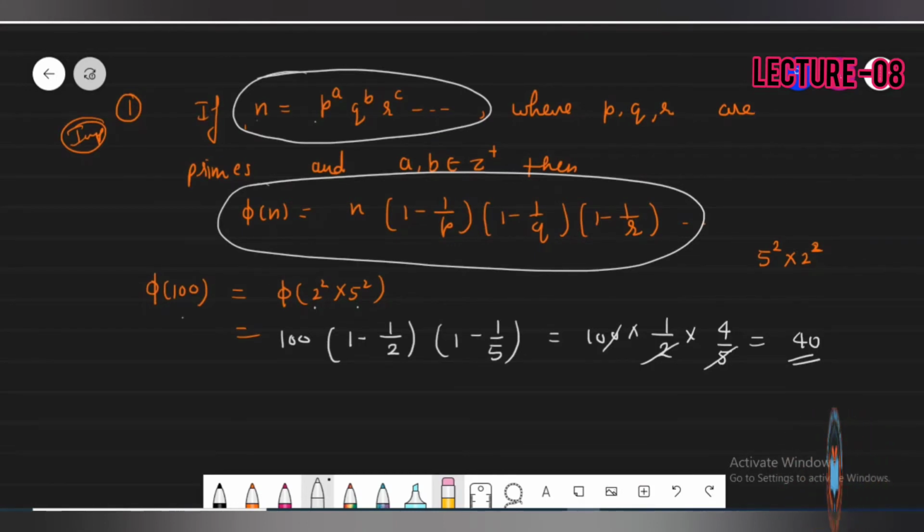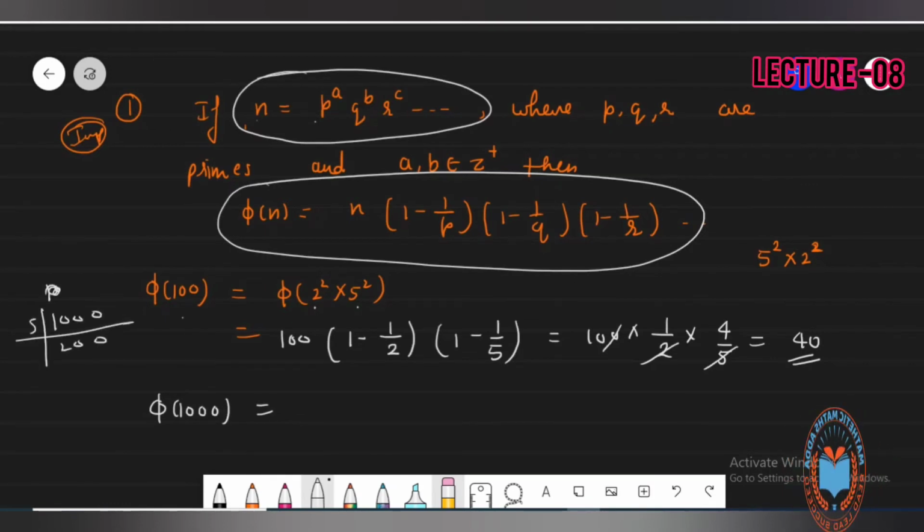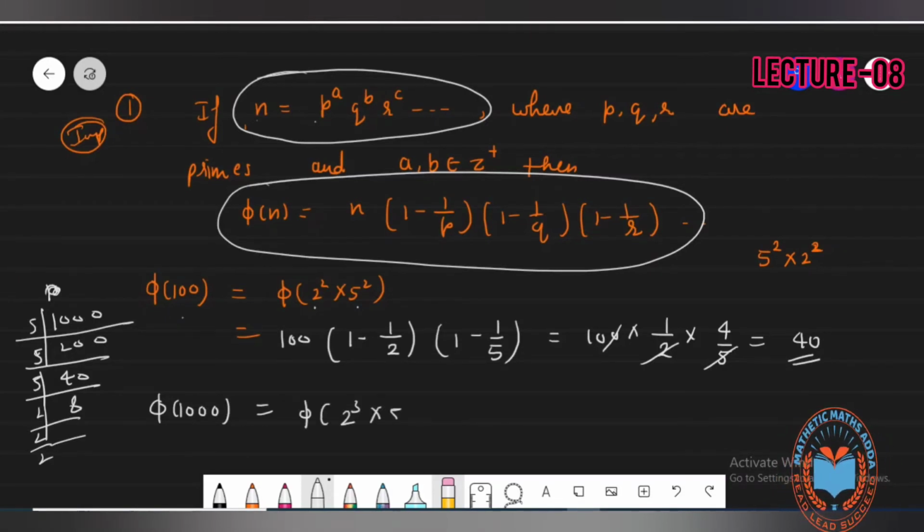Again, if I have to calculate the value of phi(1000), how can I calculate? I have to first prime factorize the number 1000. It will be 1000, 200, 40, 8, 2 and 2 and 2. So the prime factors of 1000 are 2 raised to the power 3 and 5 raised to the power 3.